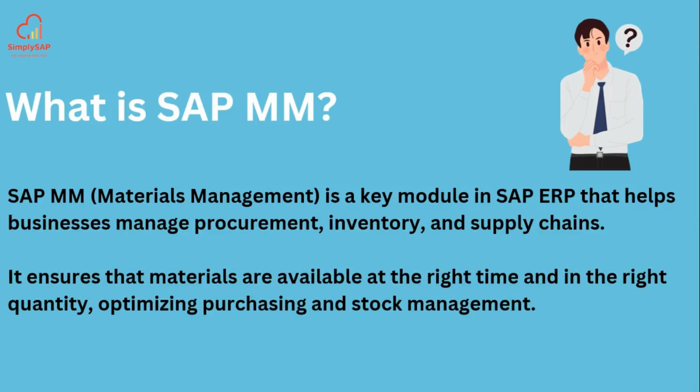So let's get started. First we will see what is SAP MM. SAP MM stands for Material Management and it is one of the core modules in SAP ERP. It helps businesses manage procurement, inventory and supply chain efficiently. Think of SAP MM as the backbone of purchasing and inventory control, ensuring that companies have the right materials at the right time in the right quantity without overstocking or running out of stock.